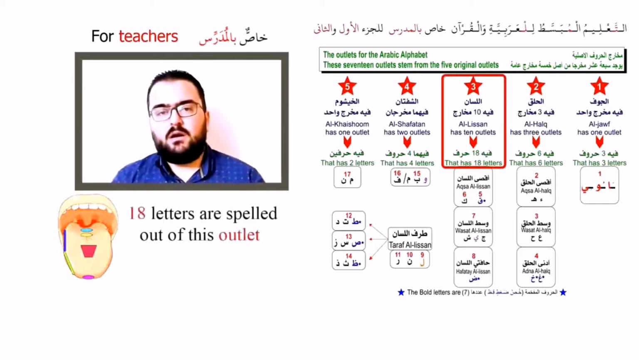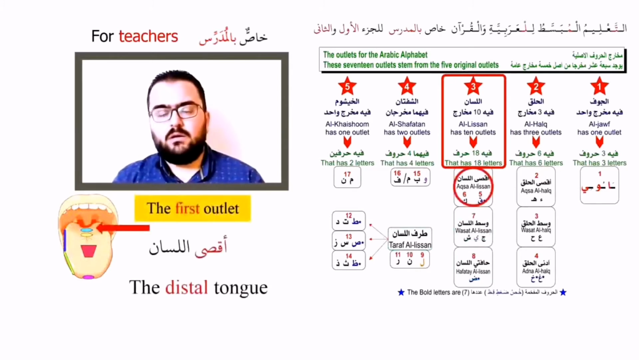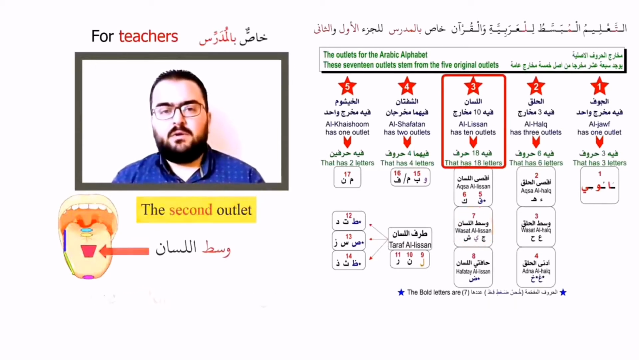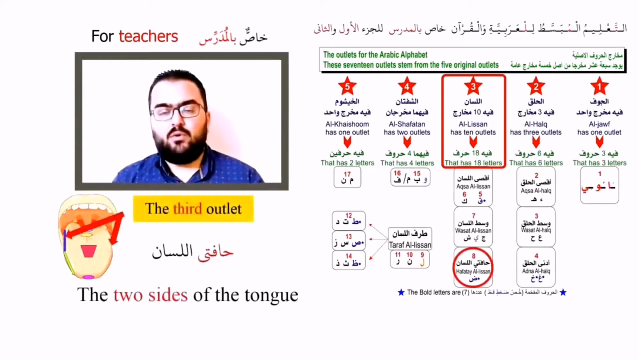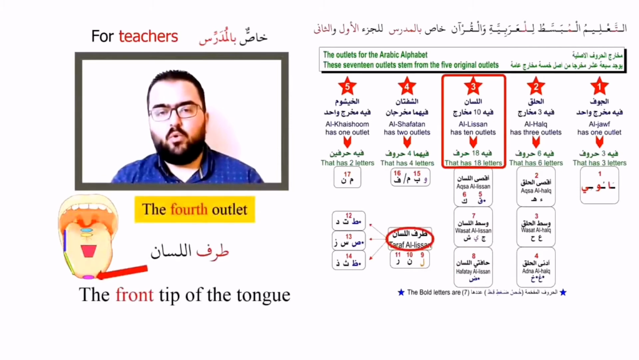The third outlet is called Al-Lissan, or the tongue. 18 letters are spelled out of this outlet, where there are 4 separate outlets in the tongue. The first outlet is called Aqsa Al-Lissan, or the distal tongue. Then we have Wasat Al-Lissan, the middle of the tongue. Then Hafatai Al-Lissan, or the 2 sides of the tongue. And at last we have Taraf Al-Lissan, or the front tip of the tongue.